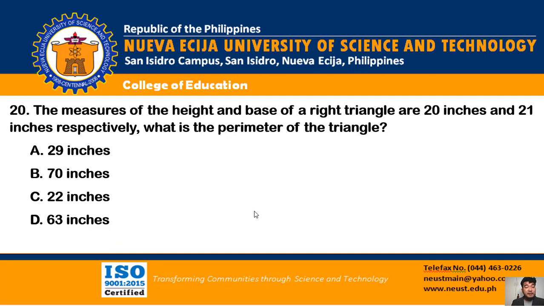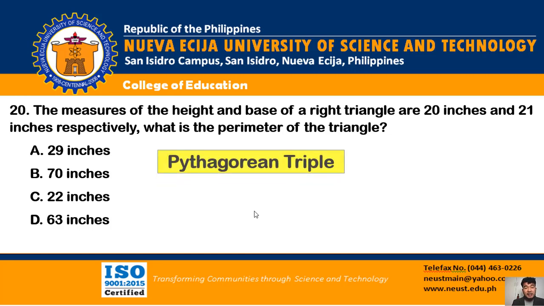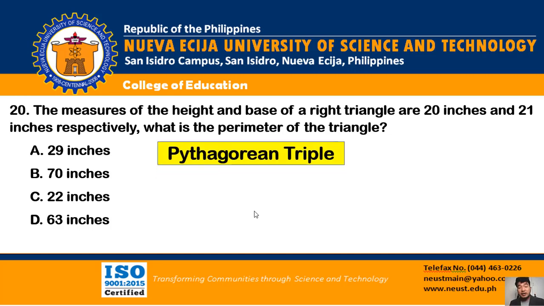The measures of the height and base of a right triangle are 20 inches and 21 inches respectively. What is the perimeter of the triangle? Alright. So given the height and base of the right triangle, take note of the Pythagorean triples.